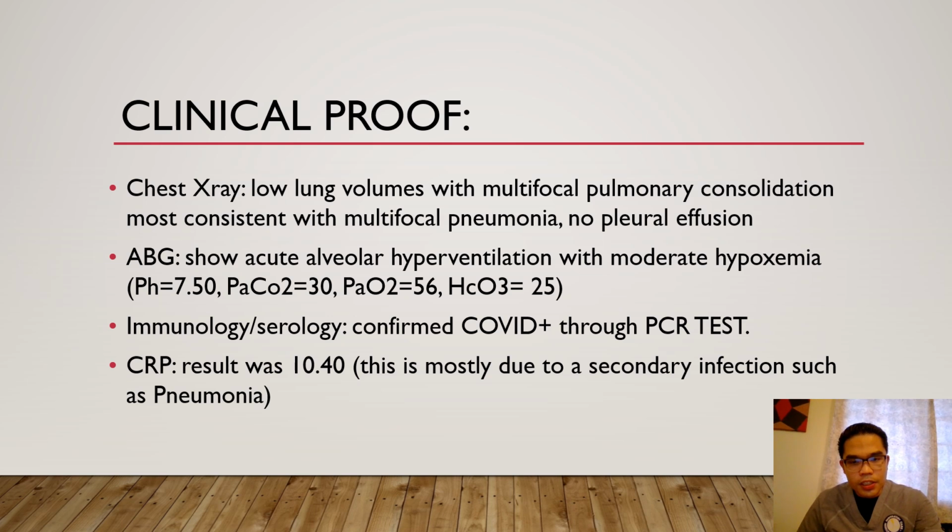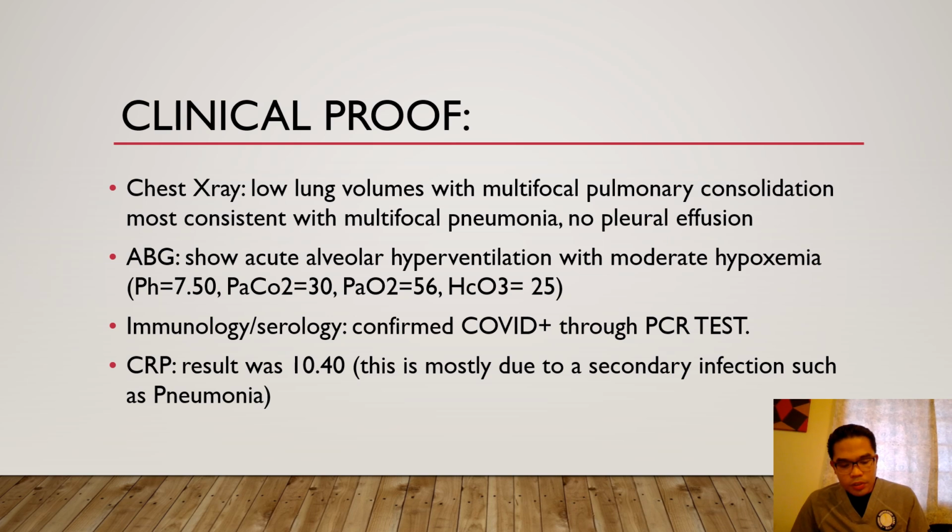So with the PCR, this is also called a polymerase chain reaction test or molecular test. This test is mostly common nowadays because of the COVID pandemic. So this test would detect any genetic material of the virus. On the other hand, CRP or C-reactive protein test, the high result, as we can see, with a result of 10.40, means that the patient has infection.